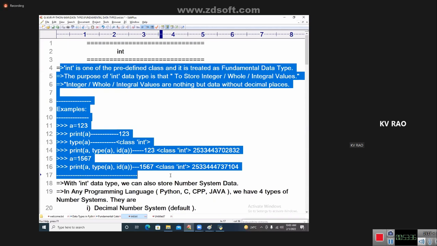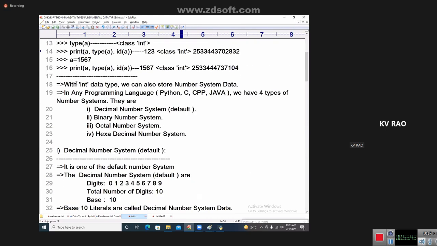By saying this line, I can say the int data type is over. Int data type is over. But why did I explain it in depth?